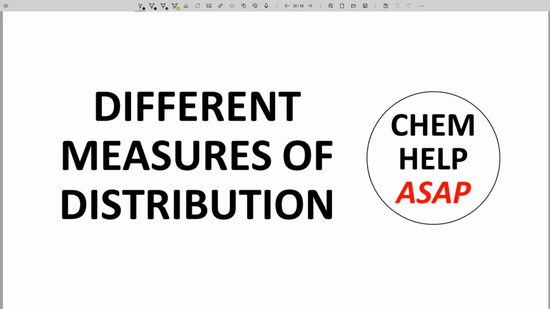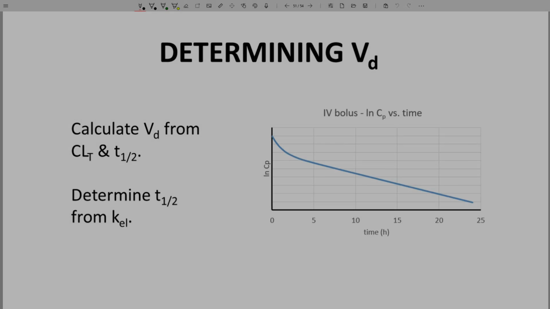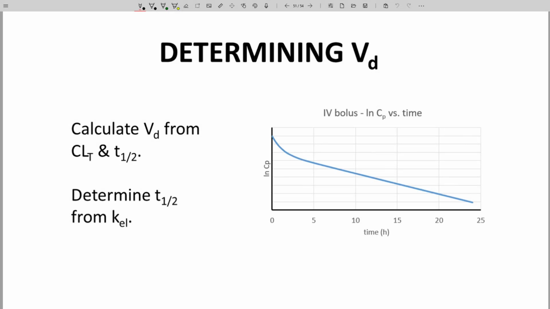In previous videos, we have focused on one way to measure Vd. There is another. The approach we have used to determine Vd requires determination of a molecule's half-life and then clearance. From these two values, we can determine volume of distribution, Vd.